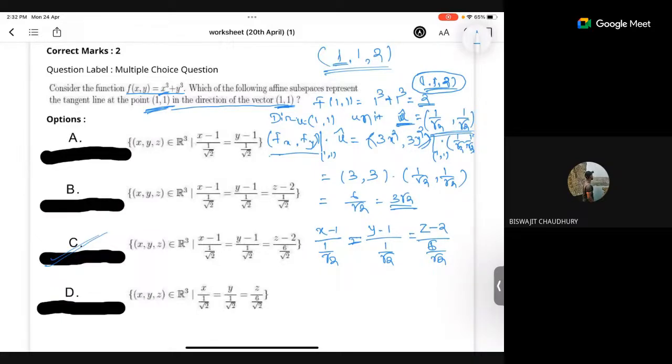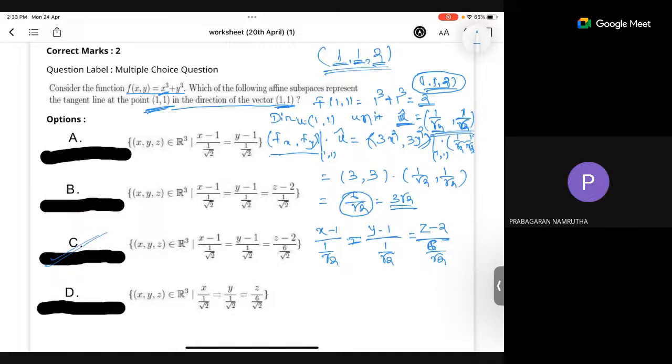This is our direction in which we need to find the directional derivative, that is 1 by root 2, equal to y minus 1 upon 1 by root 2. The y coordinate is 1 by root 2. Similarly, z minus 2 upon the directional derivative at 1, 1 in the direction of 1, 1, that we just found here, that is 6 by root 2, right? That's it. So, are you getting it?